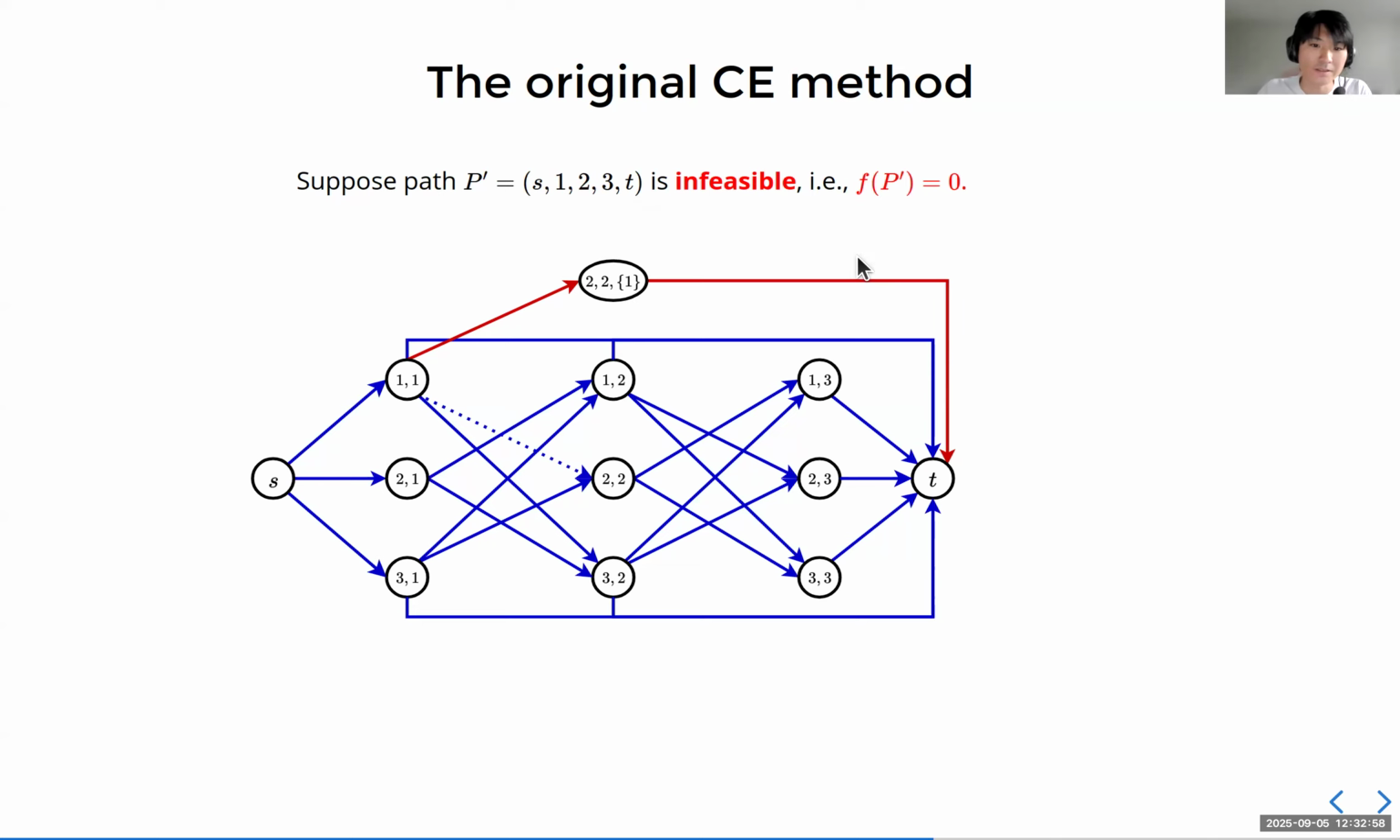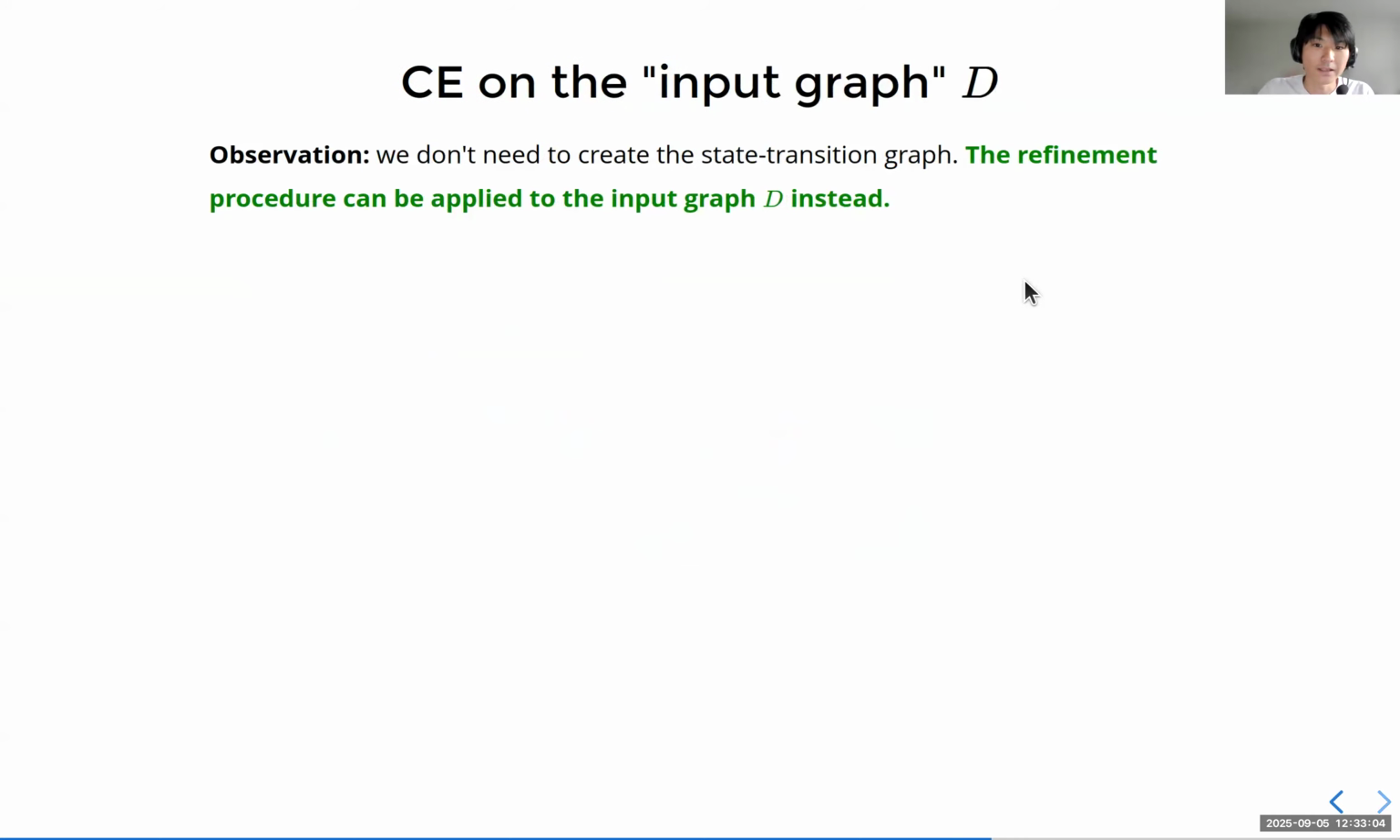Okay, so you repeat this, and this is what column elimination does. It keeps eliminating these infeasible paths. And the simple observation that we had then is that you can essentially apply the same reasoning to the input graph D instead.